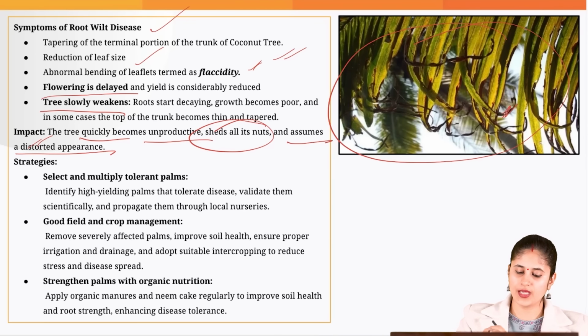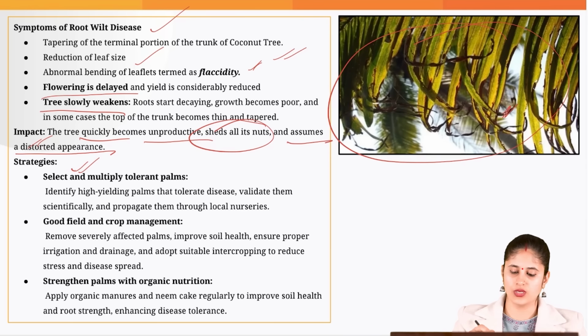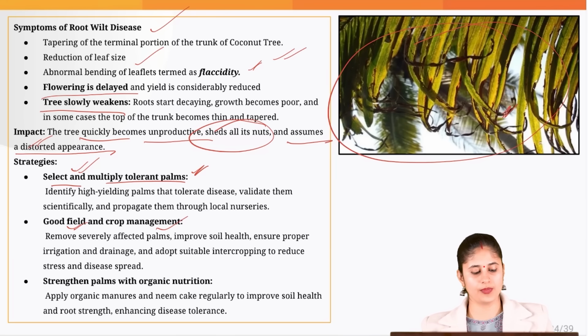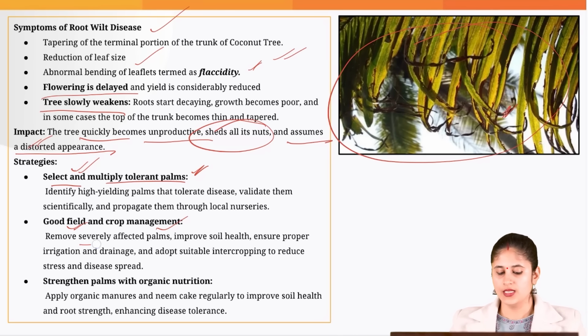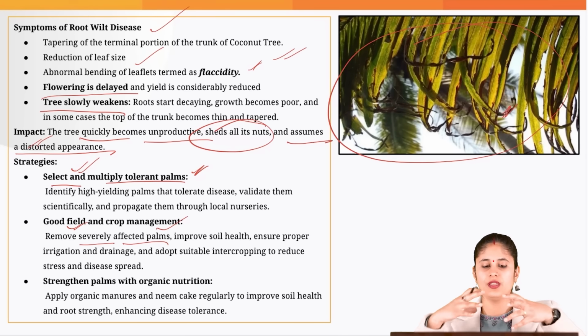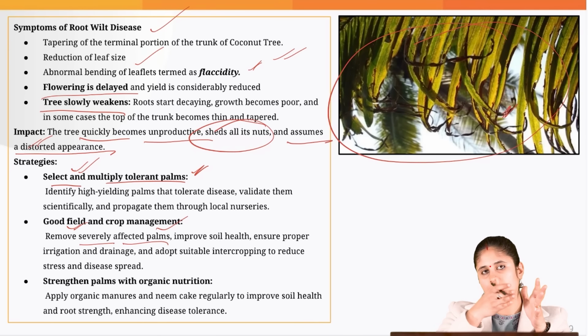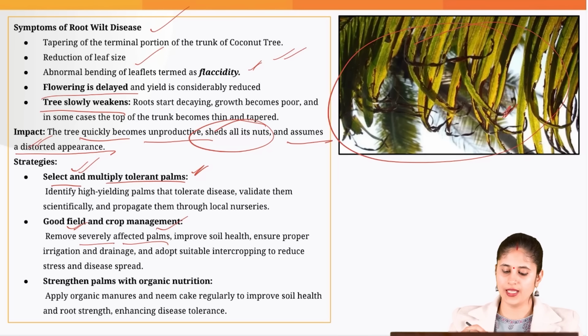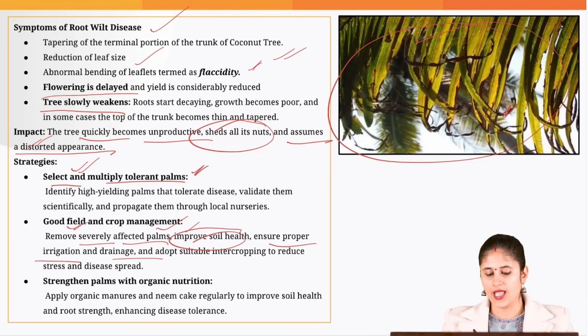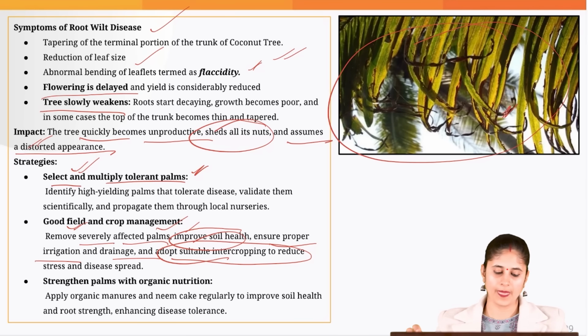What strategies can we employ here? The farmers need to select and multiply tolerant palms. Then good crop management practices should be adopted, basically removing the infected palms, because as I told you, if there is a large area under coconut plantation and one tree gets impacted, the other coconut trees would also get impacted. Improve the soil health, ensure proper irrigation and drainage, and adopt suitable intercropping to reduce the spread.